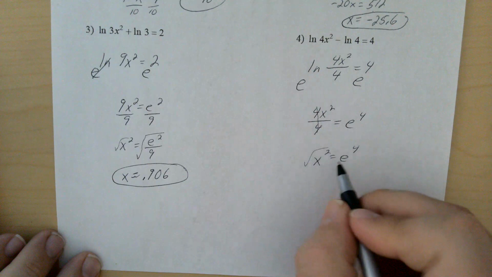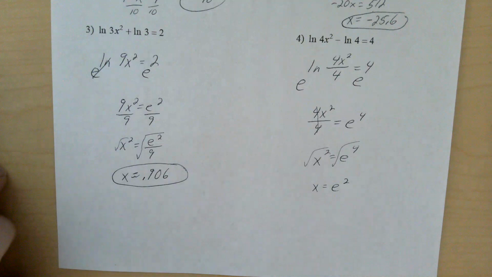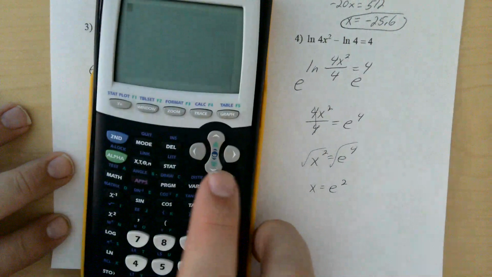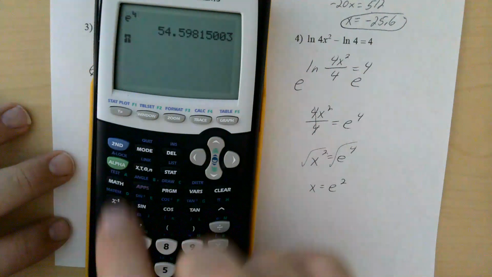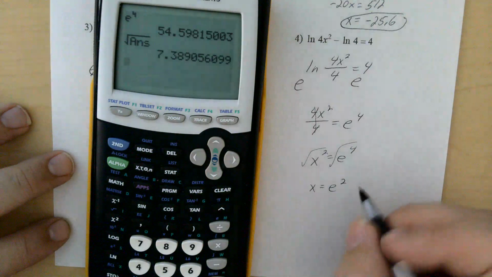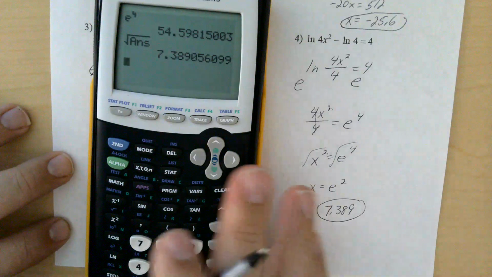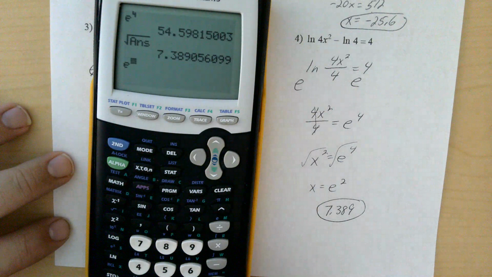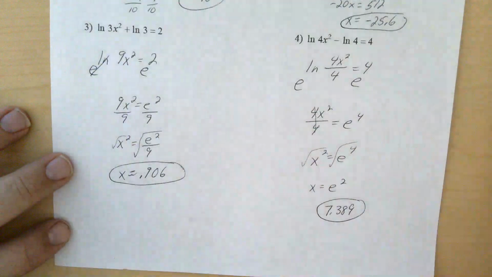So I could take the square root of both sides, and when you take the square root, it's just going to be e squared. So my answer, and I'll show it this way because most students would type in second ln, raise it to the 4th, and then take the square root of that answer. It's about 7.389. But I just want to show you it's the same as e squared. So if I do second ln, then 2, I get that same answer. So that is the answer for number 4.